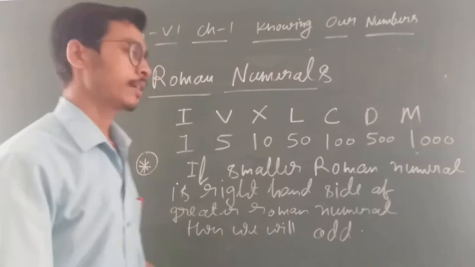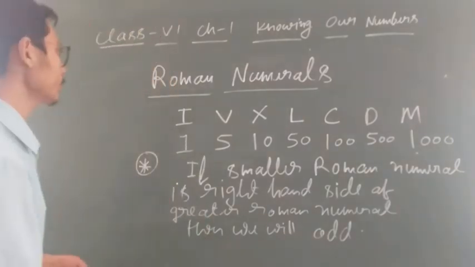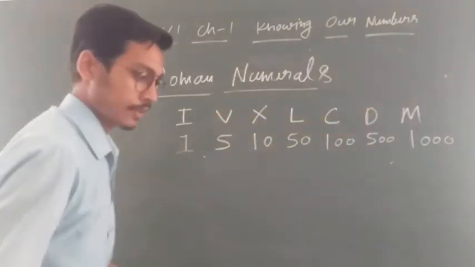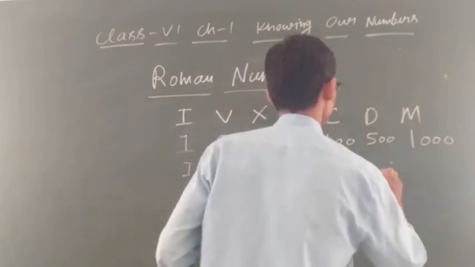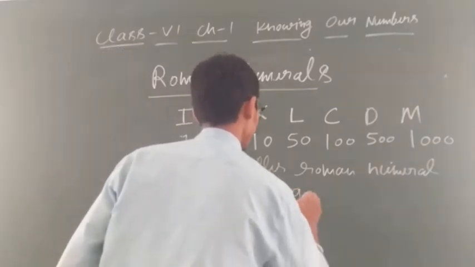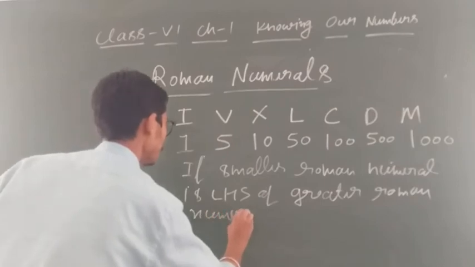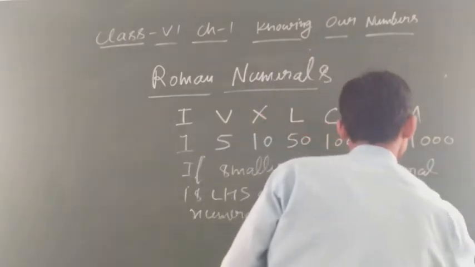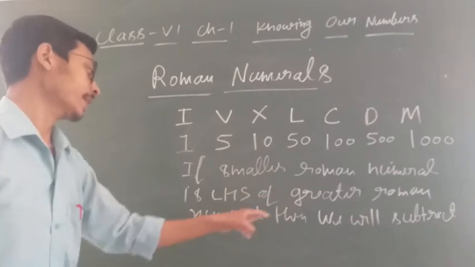ठीक है ना? Similarly, its reverse: if the smaller Roman numeral is on the left hand side of the greater Roman numeral, देखिए, then we will subtract. ठीक है ना? देखो, if the smaller Roman numeral is on the left hand side of the greater Roman numeral, then we will subtract.